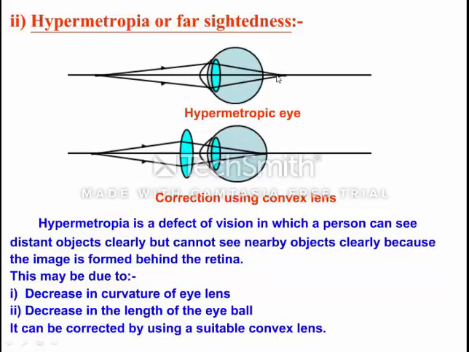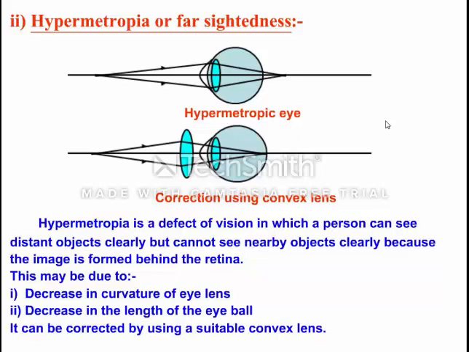Since the image is forming behind the retina, we have to use a lens which can converge these rays. That's why we use a convex lens. It is corrected by a convex lens. And how does this problem arise? Due to a decrease in curvature of the eye lens. If the curvature of the eye lens decreases or the length of the eyeball decreases, you will suffer from hypermetropia.